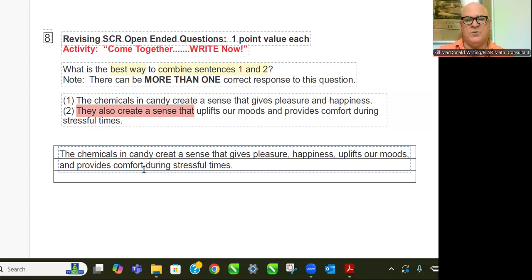And so the best way to combine the sentences without changing the meaning or the content and without repeating is: "Shift the chemicals in candy, create a sense that gives pleasure, comma, happiness, comma, uplifts our moods, all that's there, comma, and provides comfort during stressful times," period. So again, keep in mind this is secondary, so this is a little more advanced than you'd want to give your third, fourth, or fifth graders, but I think your students from 6th to 10th grade would be able to handle one like that.